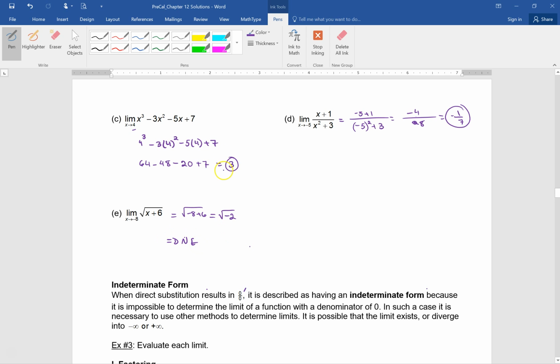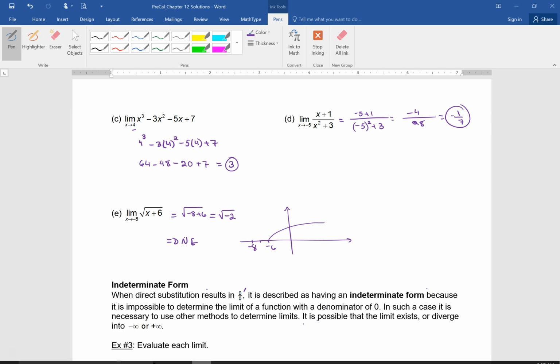And really, if you take a look at this, we know what a square root graph looks like, right? It looks like this. However, this is the square root of x plus 6. So what does the 6 do to the graph? Where does it move it? To the left 6. So this starts at negative 6. Now, we're looking at x approaching negative 8. There isn't even a graph there. Like, it's just desert land, okay? So it's definitely DNE, all right?